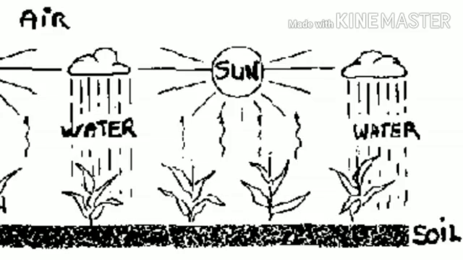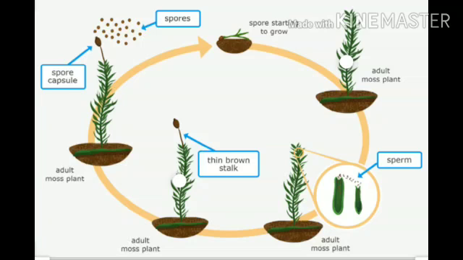Under favorable conditions like sunlight, water, and soil, the embryo grows into a new plant. This new plant bears fruits and seeds and multiplies. This cycle continues, forming the life cycle of the flowering plant.